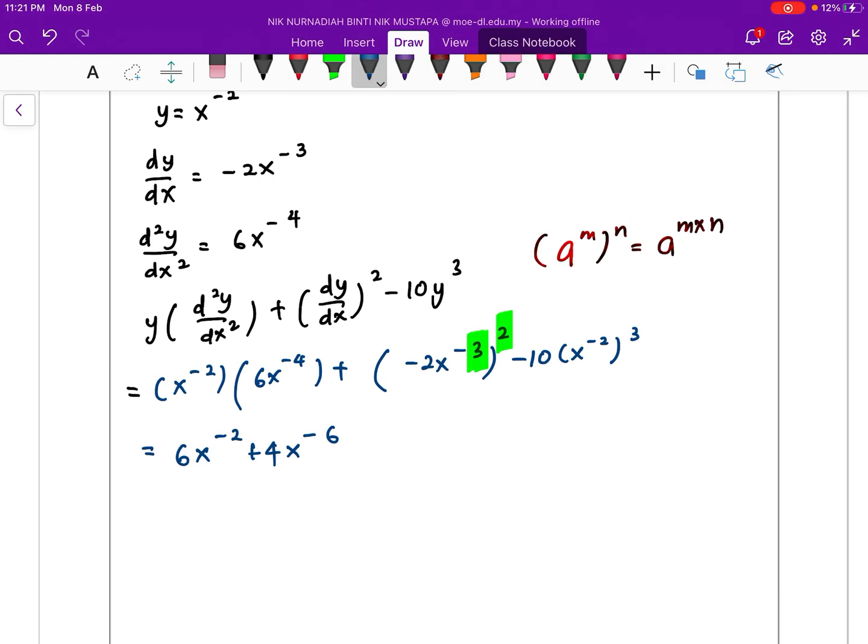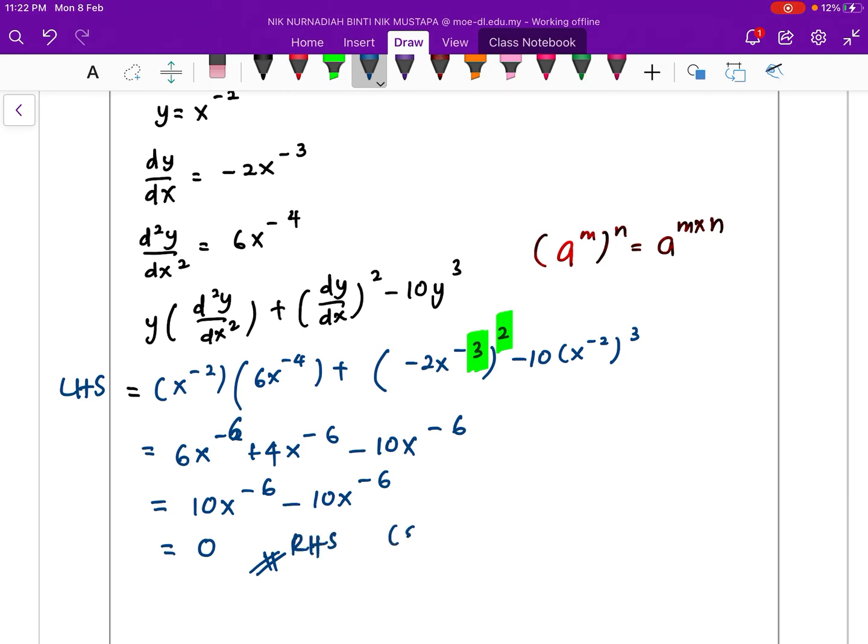And then here, minus 10x to the power of negative 6. What do we have here? I think this one is negative 6. Negative 2 plus negative 4, it will become negative 6. So the answer is 10x to the power of negative 6 minus 10x to the power of negative 6, which is equal to 0. Alright, so here, our left hand side is equal to right hand side.